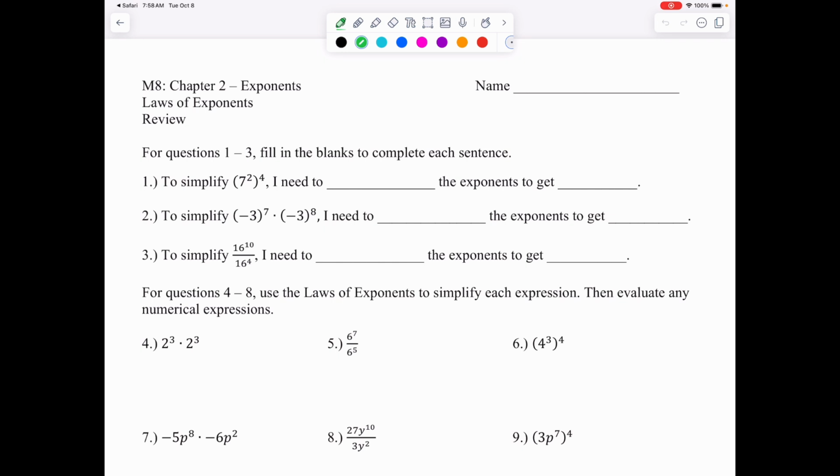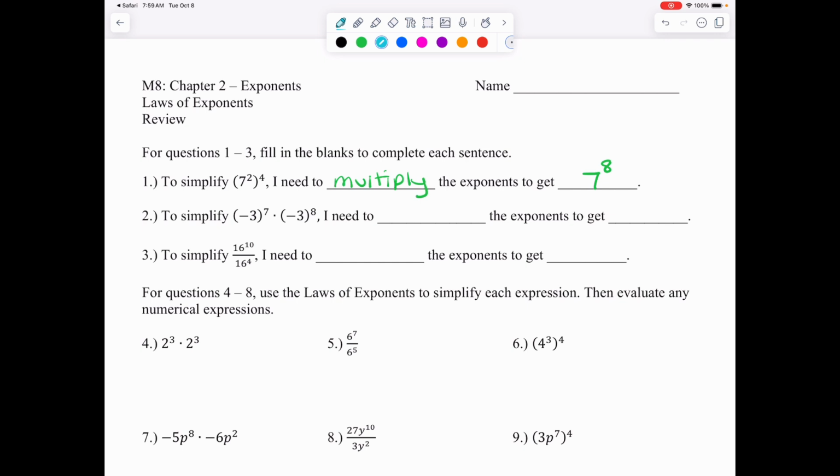In number 1, to simplify 7 squared raised to the 4th power, I need to look at that. That looks like power to a power because I have two exponents right next to each other. We're already squaring 7 and then also raising it to the 4th. So this is a power to a power situation where I need to multiply the exponents. We keep the base of 7, 2 times 4 is 8, 7 to the 8th.